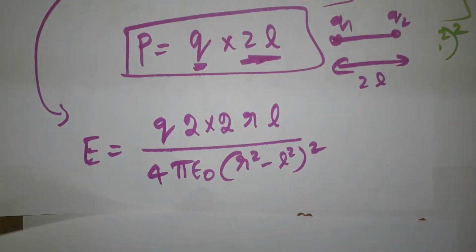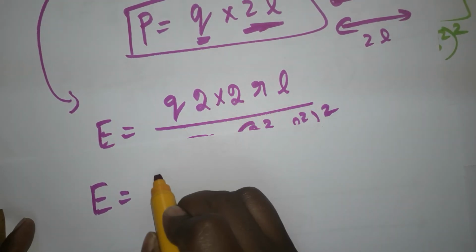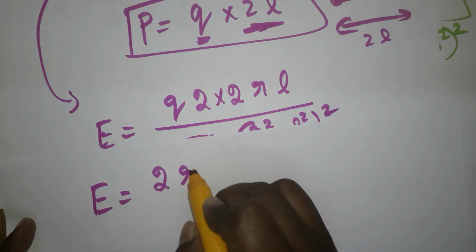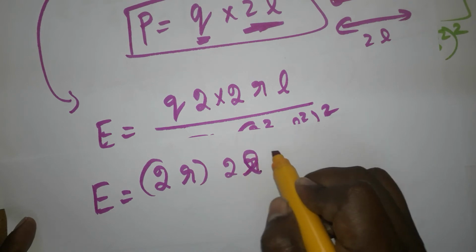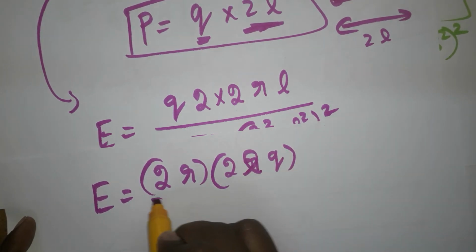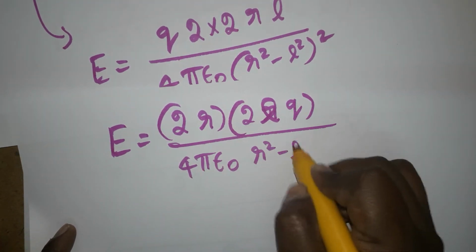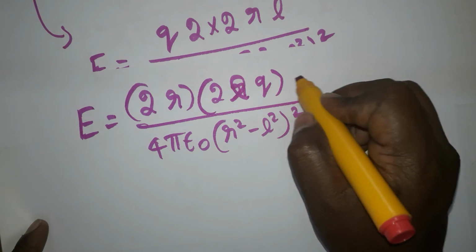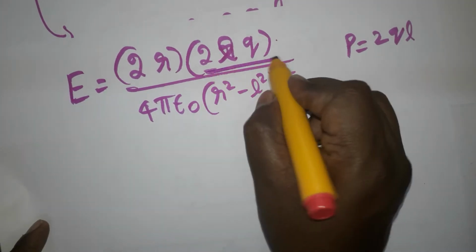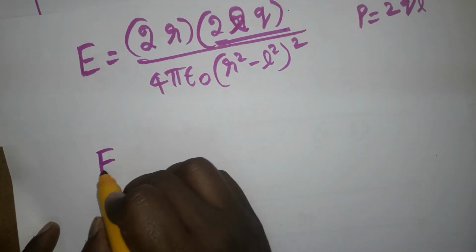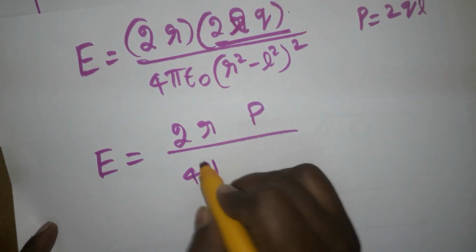I will tell you why I am doing this modification. Just writing E is equal to, this I am going to write as 2R separately, then 2L q divided by 4 pi epsilon naught R square minus L square whole square. This I know is going to be the dipole moment, P is equal to 2qL, so it is going to be P. So the electric field is equal to 2RP divided by 4 pi epsilon naught.